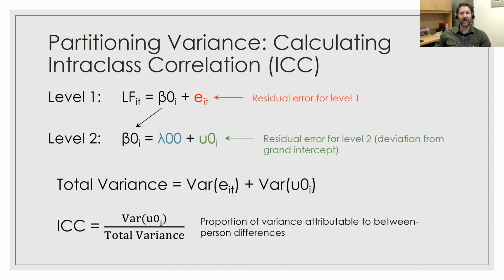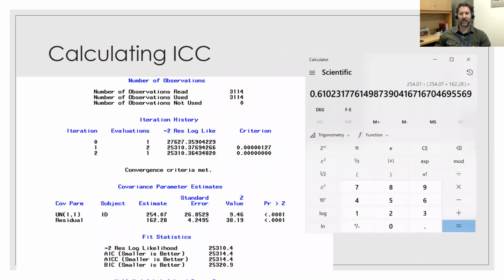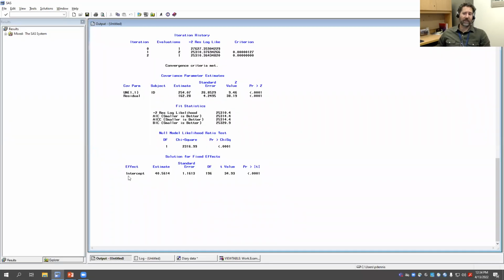So I'm going to go back down. Oh, it's not in there. I'll go back to SAS real quick. So yeah, this is the grand mean. The intercept is the grand mean, so the sample mean LF across all individuals in your data set. So yeah, we don't have anything in that model statement.